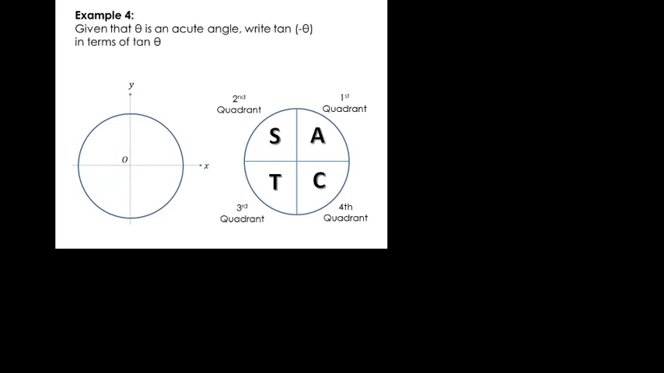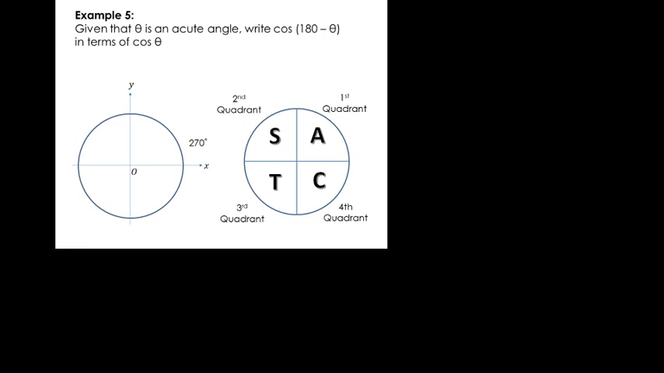Given theta is an acute angle, write tangent negative theta in terms of tangent theta. Here it will be negative. Of course it could be the other, it could be in quadrant 2 also, but since we want an acute angle, it can only be here, because here it will not be acute anymore. So tangent negative theta equals negative tangent theta.